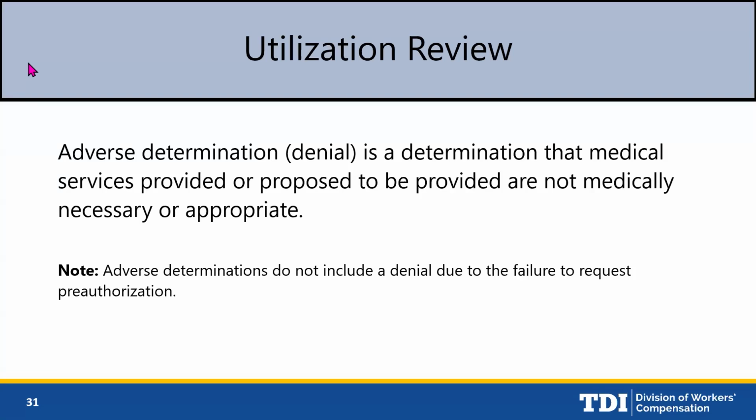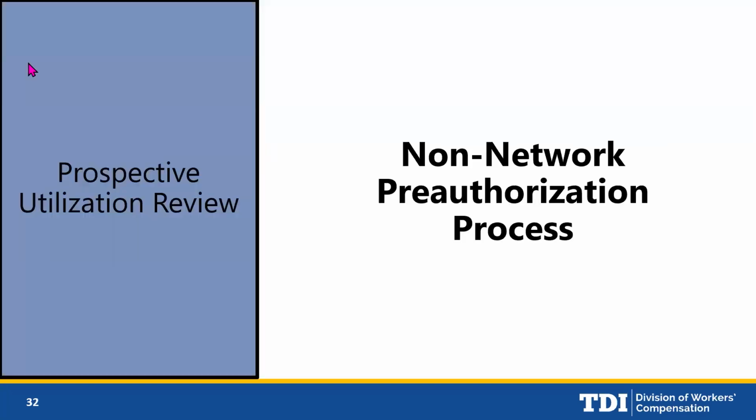Adverse determinations do not include a denial, if you're a healthcare provider, for failure to request pre-auth. So say you have a service that needed pre-authorization and you didn't get it. The insurance carrier can deny you for just not getting it. They're not saying it's not medically necessary. It's an administrative denial saying you should have gotten pre-auth and you didn't, so we're going to deny you. So you need to know when you need pre-authorization. Adverse determinations are all about medical necessity. If you don't get pre-auth and you get denied, that's an administrative denial.